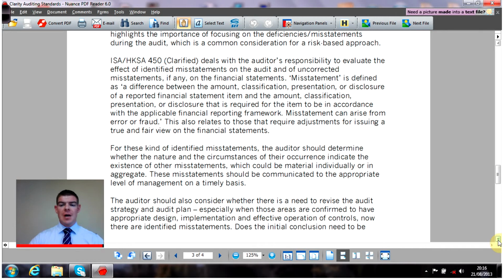So therefore, the auditor has to determine whether the nature or the circumstances for a misstatement could actually materially impact a set of financial statements, both on an individual level or in aggregate, i.e., would a number of smaller misstatements actually add up or total to a significant material misstatement. This has to be assessed and reported to the appropriate level of management.